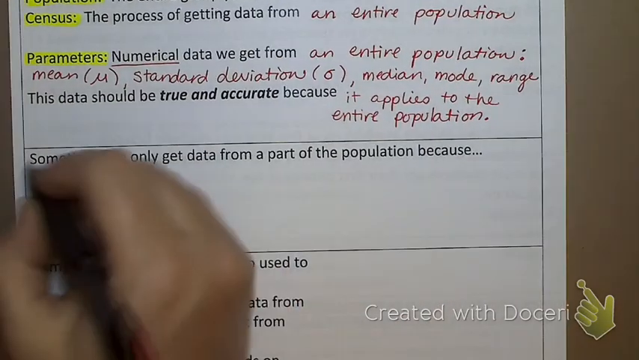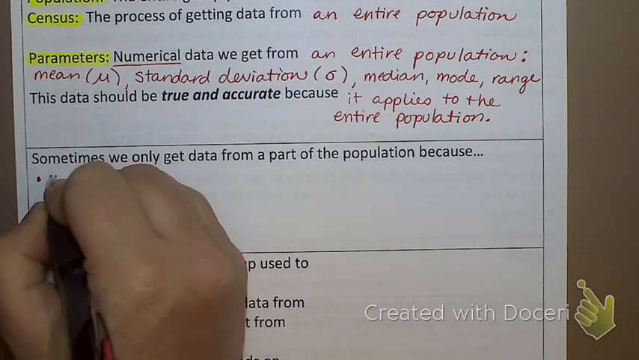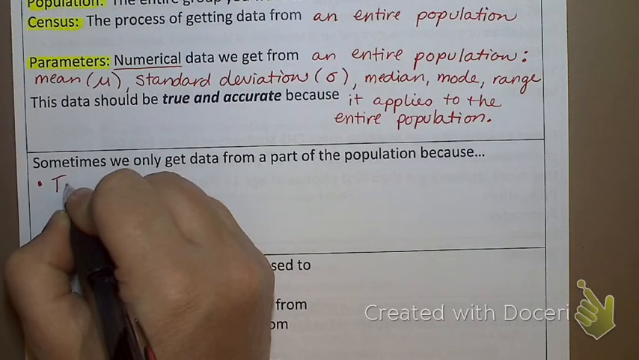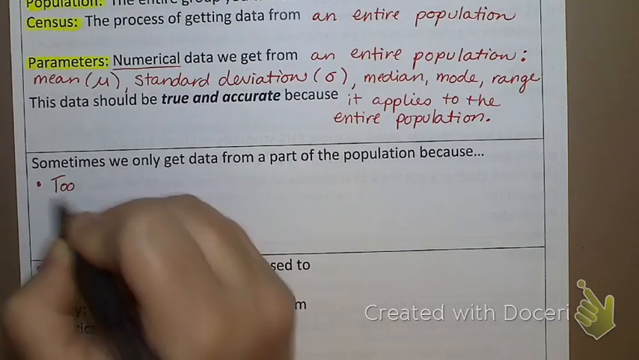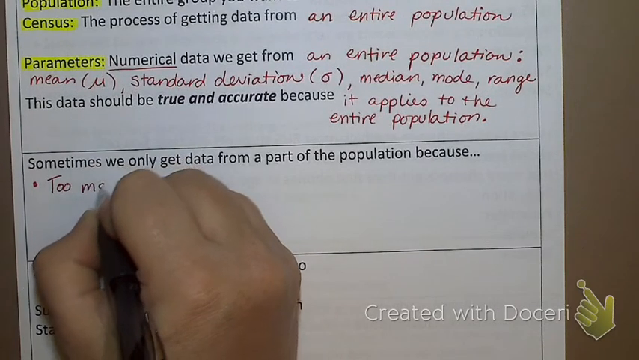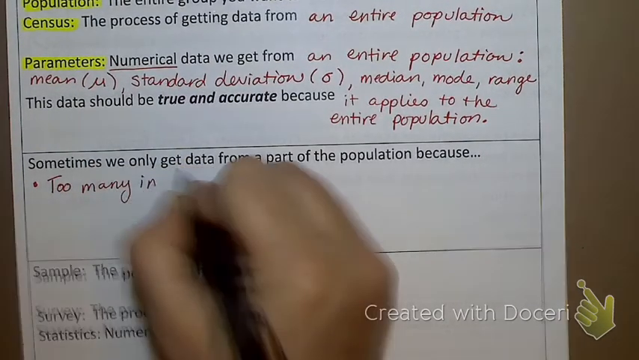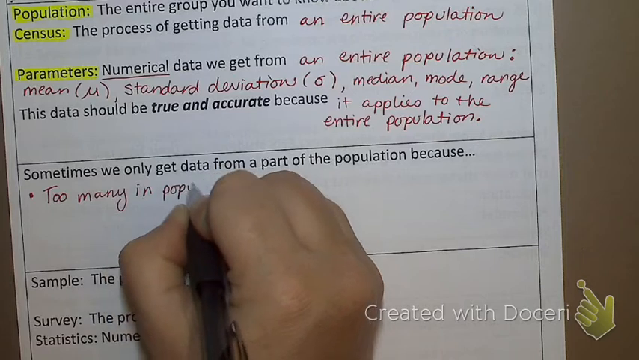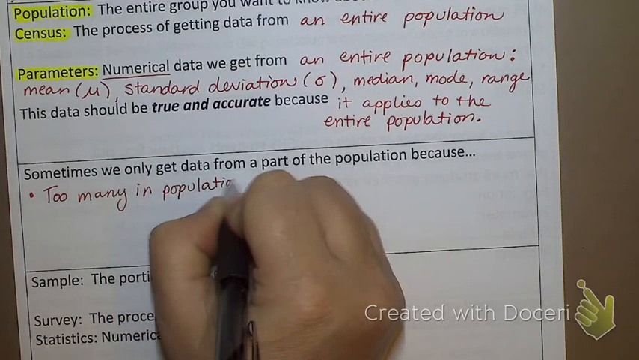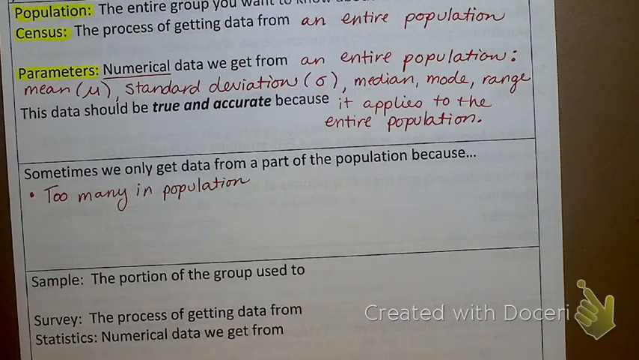Well, there's a couple reasons. Sometimes there's too many people or too many in your population. Your population isn't always people. Okay, when they do the census for the United States, if they're really talking about 2.3 billion people or however many people there are, that's a lot of people. That's a lot of paper. That's a lot of copies. That's a lot of postage. It's just not reasonable to do that all the time.